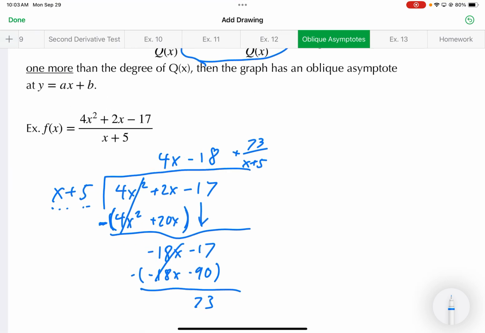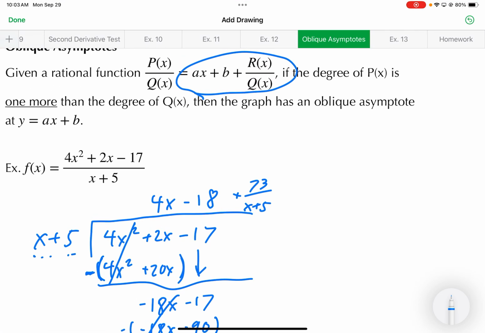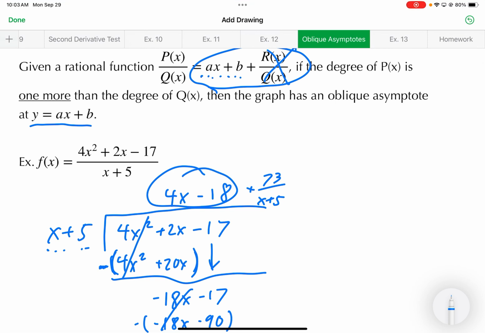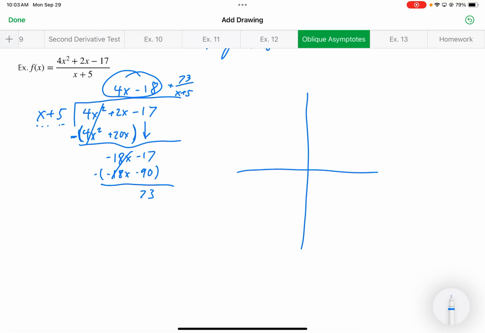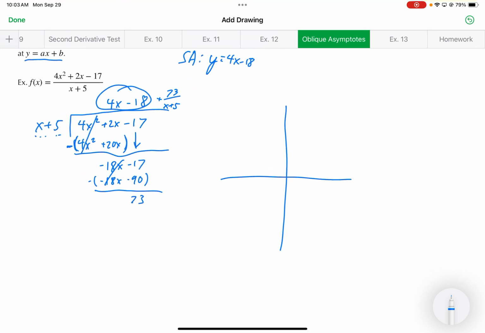Now, if you look at that part, do I have to memorize that? Our oblique asymptote is y equals ax plus b, which is this part right there. I do not care about the remainder. All I care about is the part that you get across the top, okay? So my slant asymptote is y equals 4x minus 18. And when it comes time to graph that, you would graph the line y equals 4x minus 18 as a dotted line, and that is what your slant asymptote would be.